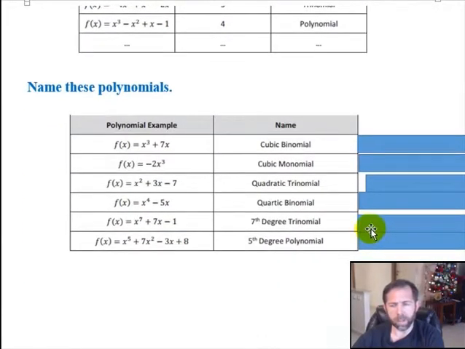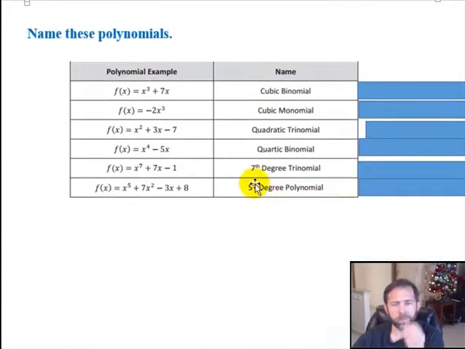Oh, these are supposed to be covered up, but they're not. That's all right. So name these polynomials. This is a 2-term, and it's cubic, so it's a cubic binomial. This is a 1-term cubic, so a cubic monomial. This one, the highest degree is 2, 3 terms, so quadratic trinomial, quartic binomial.